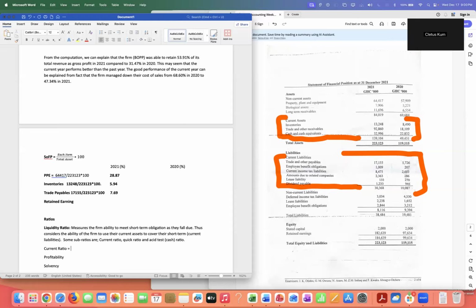Don't worry. Okay, so current ratio, the level of measurement is the overall. We do an overall measurement. So we look at the total current assets divided by your total current liability. So the formula says current assets divided by current liabilities. In fact, this is the ultimate formula.